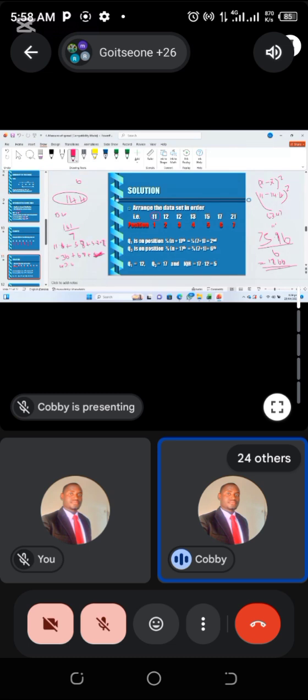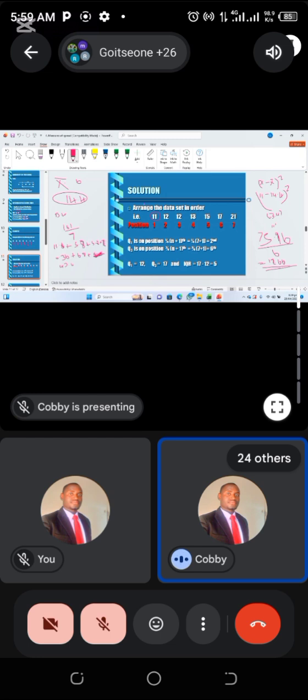How do you find the average? You add all these values and divide by the total number of values. When you add them, we found 101. Divide by 7. We find 14.4. So this 14.4 becomes the X bar. This is the arithmetic mean, which is X bar.